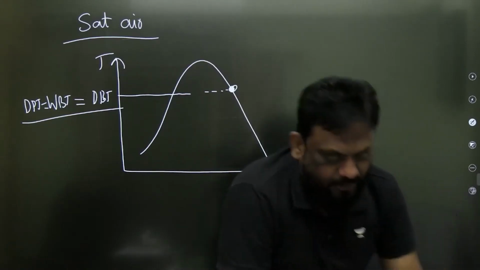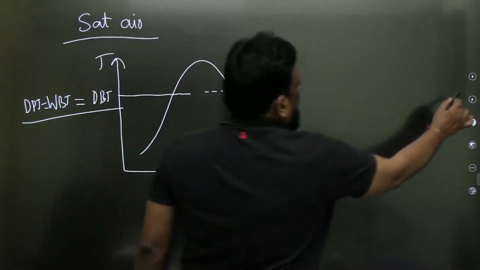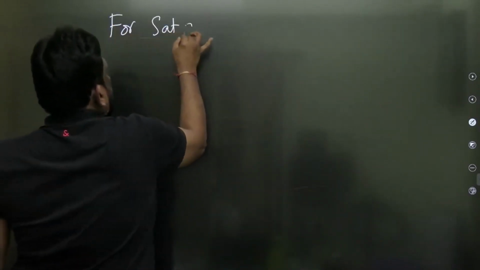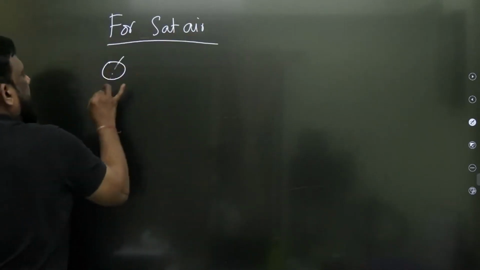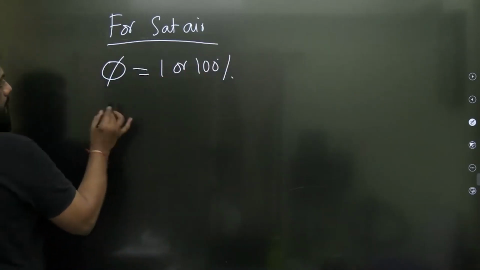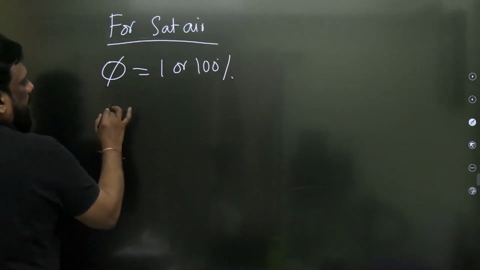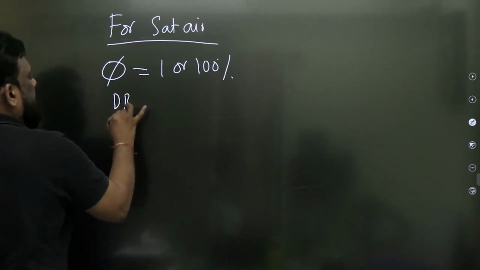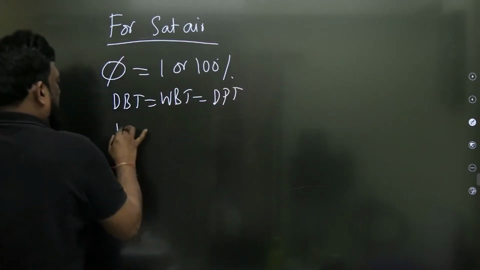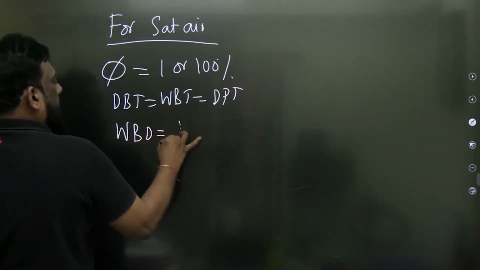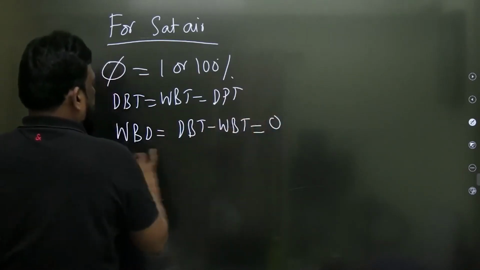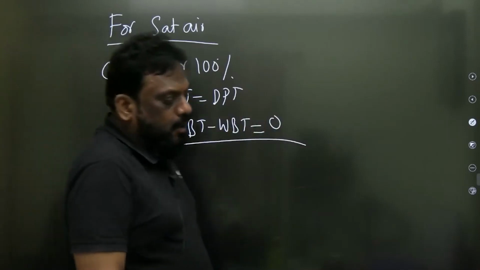So now let me write one golden sentence. For saturated air, relative humidity is 1 or 100%. Then dry bulb is equal to wet bulb is equal to dew point temperature, and wet bulb depression, which is dry bulb temperature minus wet bulb temperature, is equal to 0. So this is for saturated air. Is it clear? Anything more?